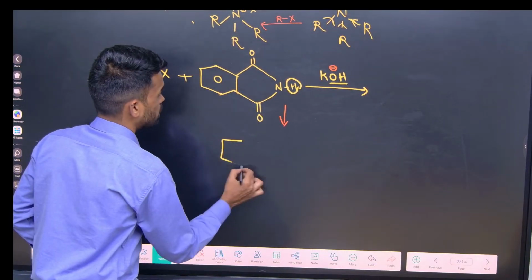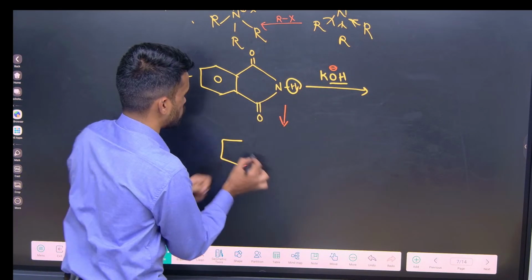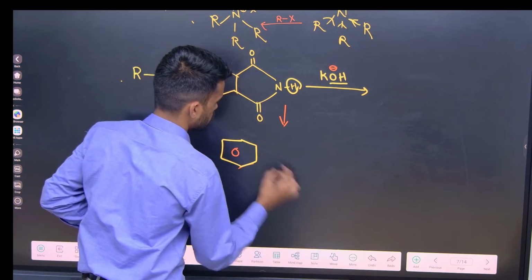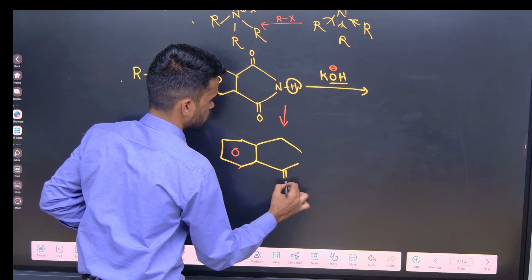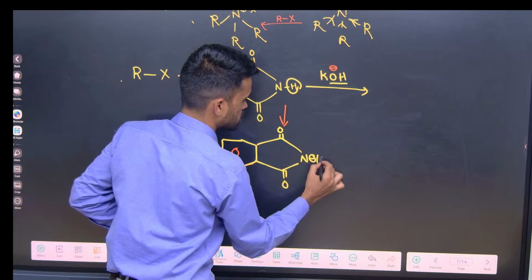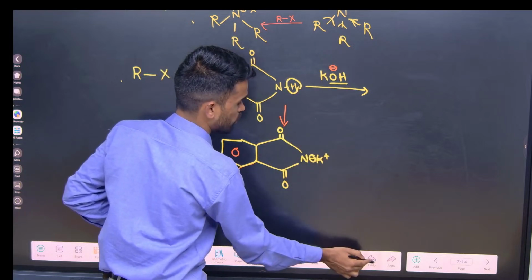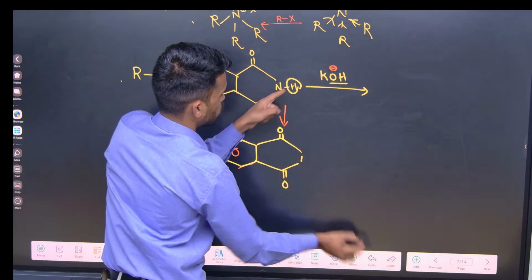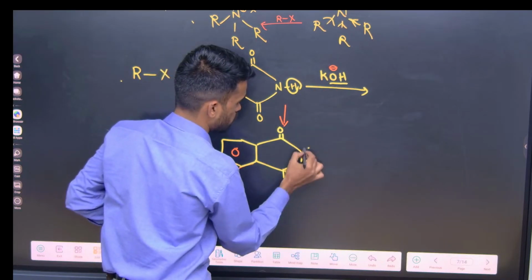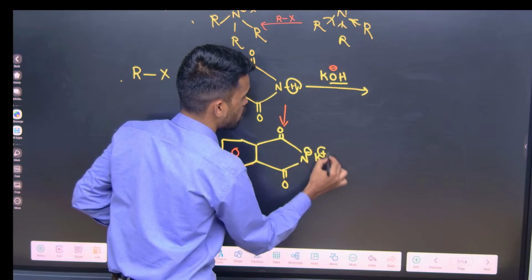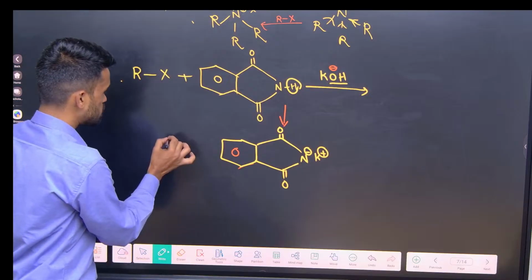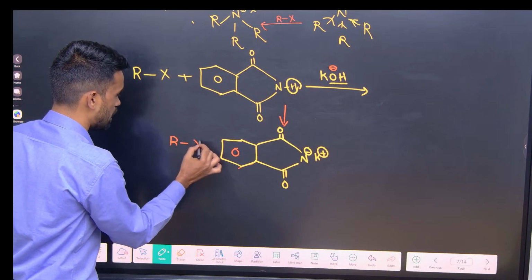After abstracting this proton, what is the remaining thing we have? N minus and K plus. Why? Because here H is more acidic, so it is taken by the OH minus, leaving N minus K plus. So this is called potassium phthalimide. This potassium phthalimide and the alkyl halide now react.